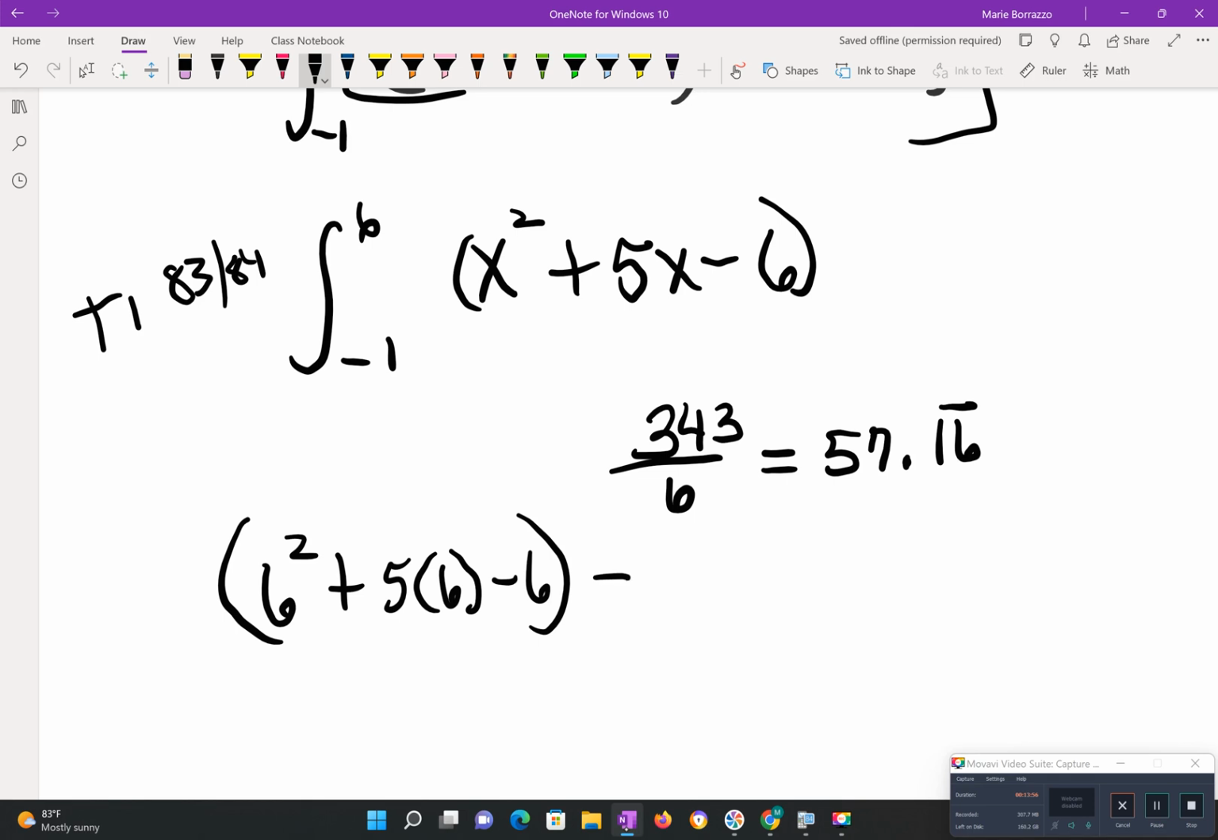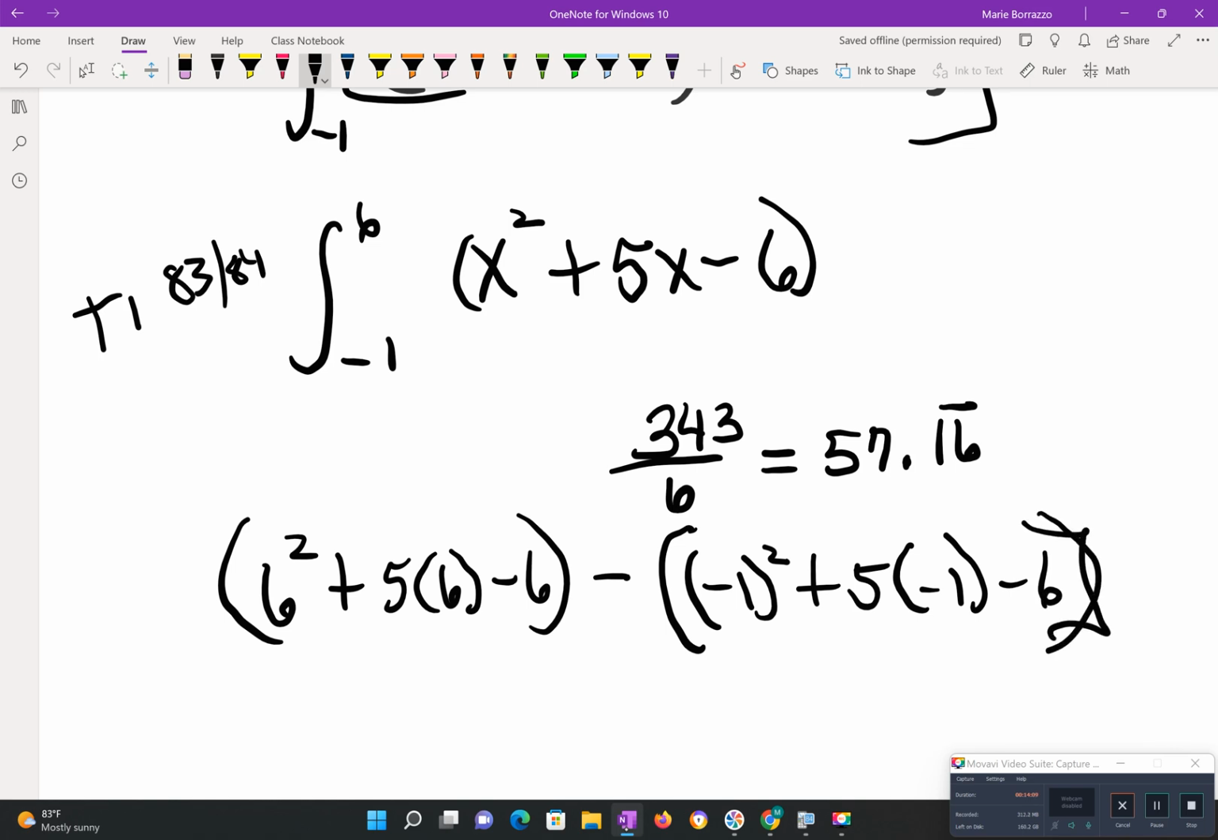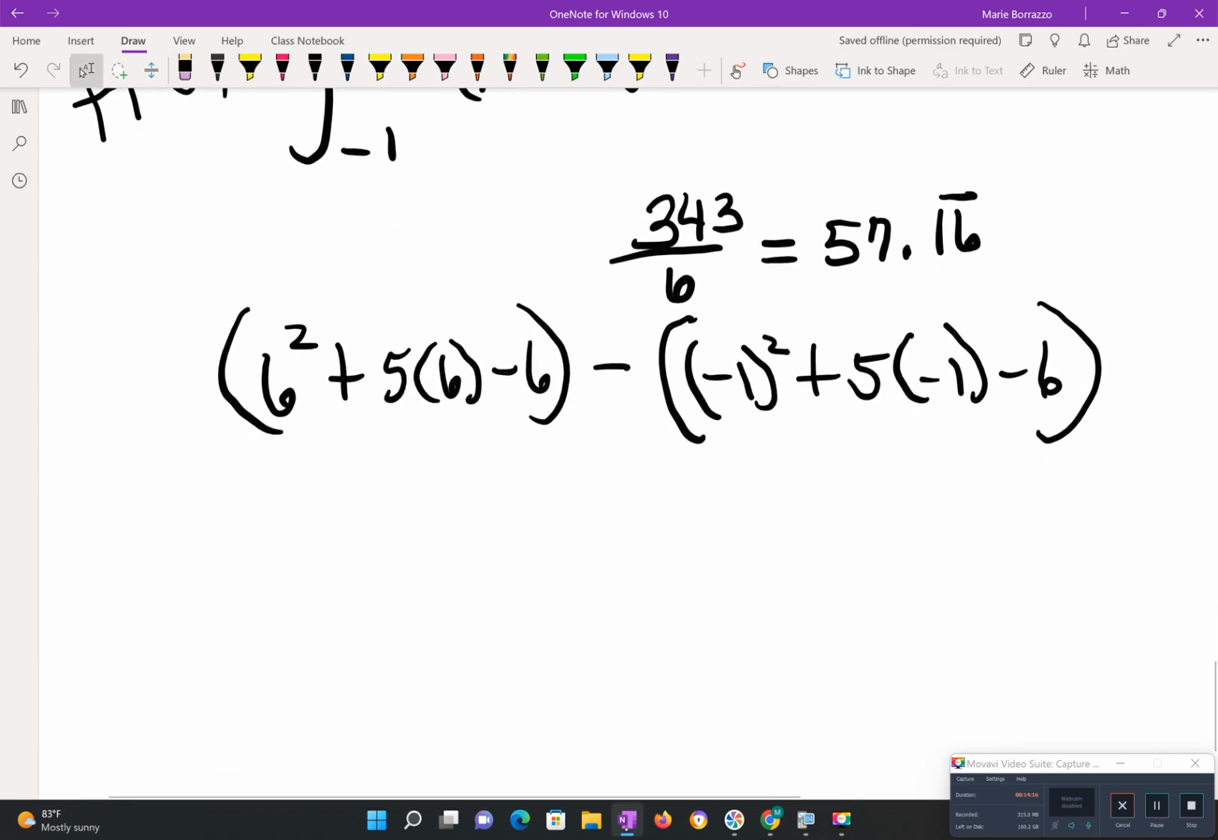minus, again, this would be negative 1 squared plus 5 times negative 1 minus 6. Once done, you will have 343 over 6.